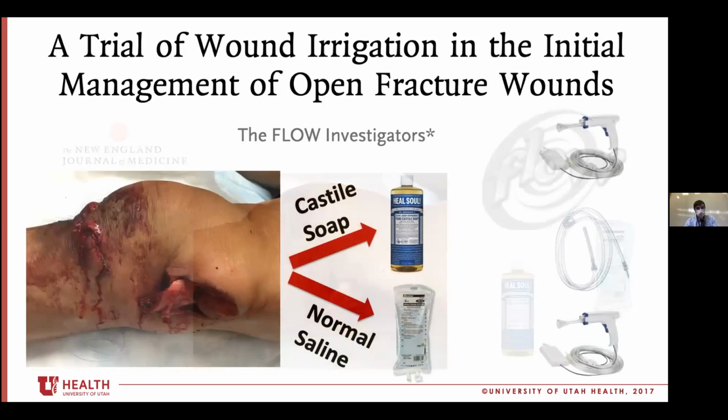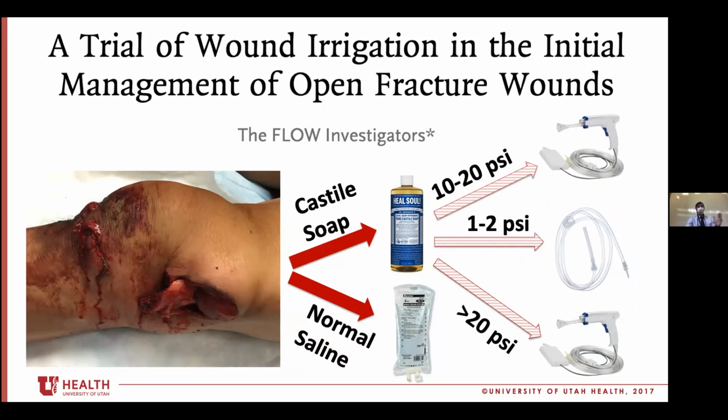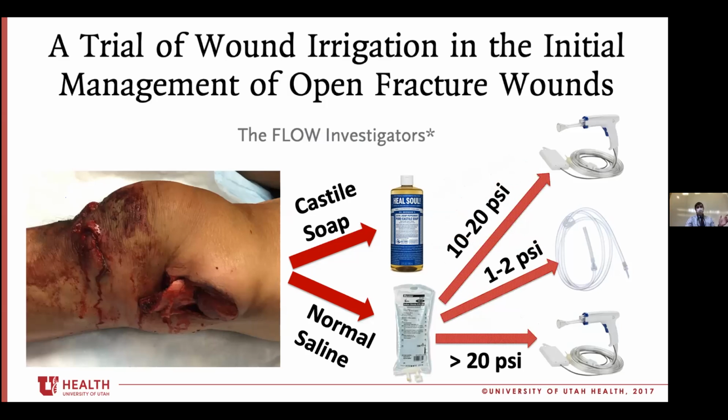But back to the study. So this was a 2x3 factorial design randomized trial looking at irrigant solution and the pressure of that solution applied to wounds. So they looked at Castile soap, compared that to normal saline, and then both of those irrigant solutions at 3 different pressures. So what they considered low, high, and very high pressures with corresponding PSI that you see here on the slide. So both solutions get that.